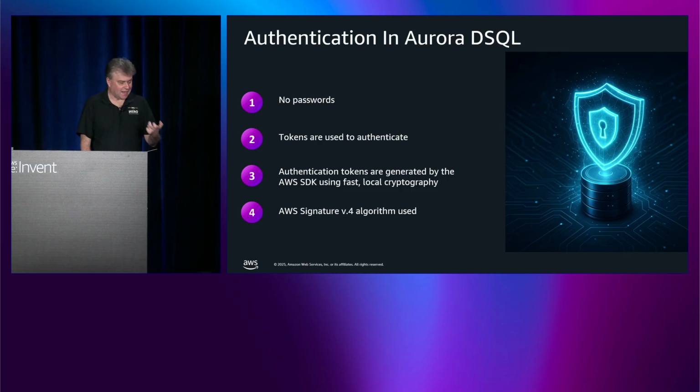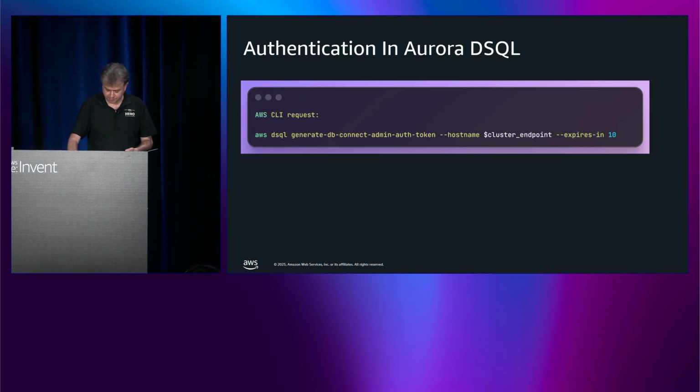So DSQL doesn't use any password. But what does it use instead? It uses tokens to authenticate. The tokens are generated by the AWS SDK, and it's fast and, very importantly, uses local cryptography. This is more or less the same that is used behind the scenes if we talk to S3 or DynamoDB. These tokens will be generated for us, we don't deal with that. What's important is they are very short-lived. If somebody intercepts this token, it's probably already expired, which is good.